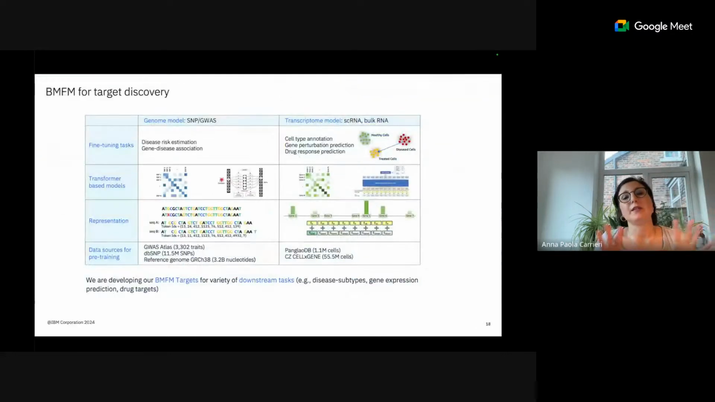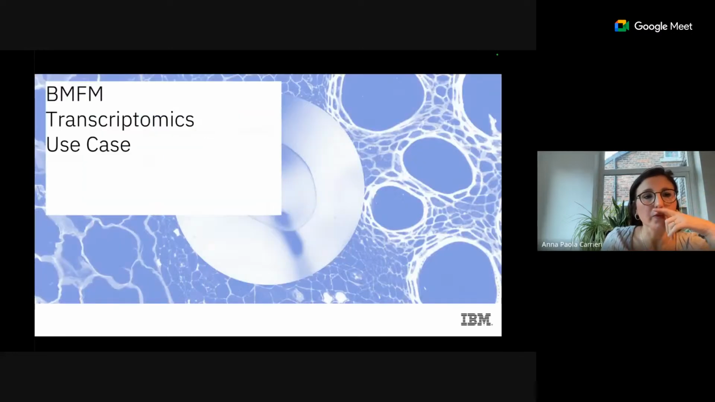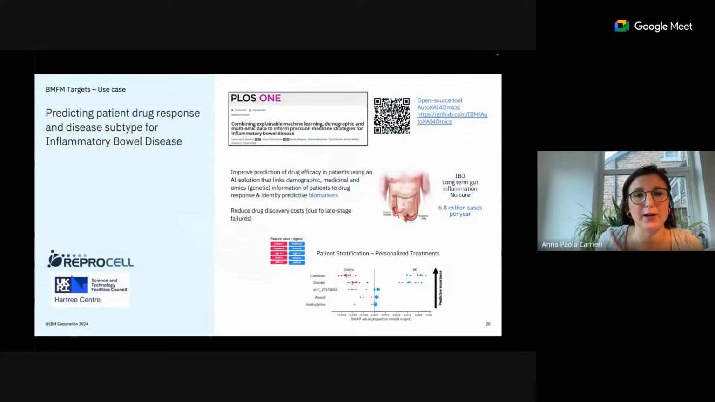Okay, so this is what we have been developing. Part of this is not open source yet, but it will be open source as well soon. And I will go forward with a transcriptomic use case. I've still got a bit of time, and I'll leave some for questions.